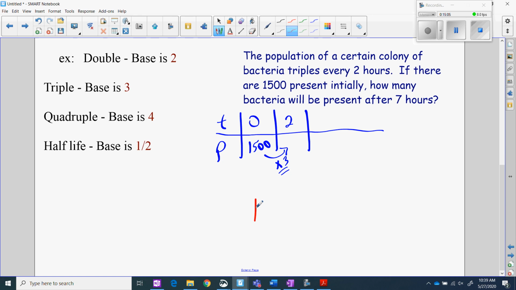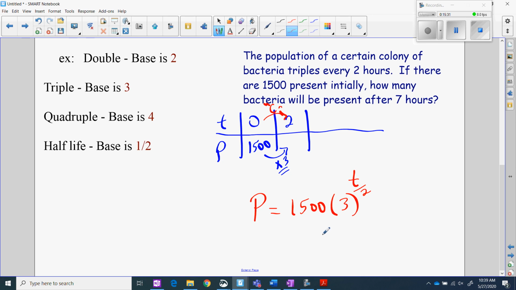So here's my function. P equals my starting amount, my common ratio, which is 3, because it's tripling, to the x over whatever your scale is here. I'm going by 2, so that's your C value. That's the number that goes here. So that'll be a 2. There I have it. There's my exponential function.